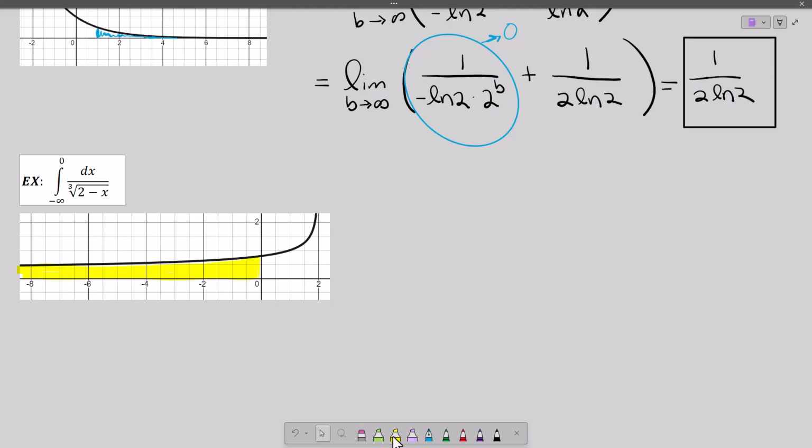This book will always use an A if the lower limit is the infinite limit, and a B if it's for the upper limit. So A to the left, B to the right, but it doesn't matter. You can choose your favorite letter. So that is our case right there.